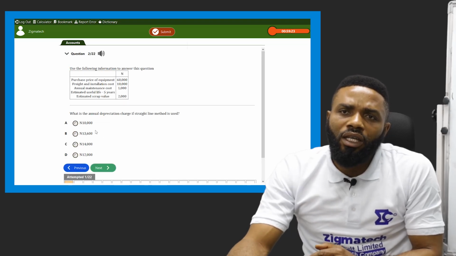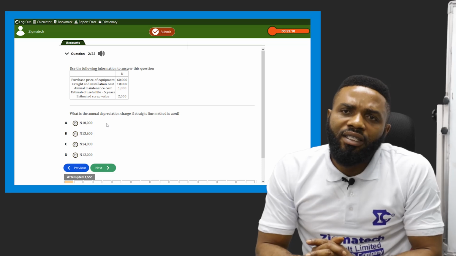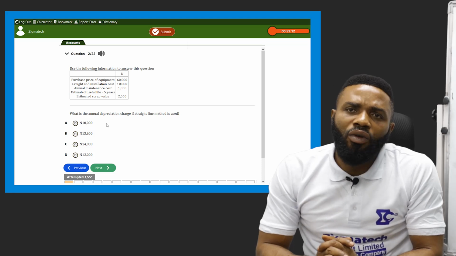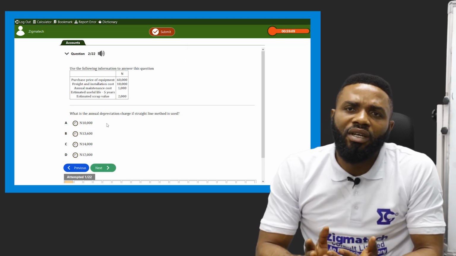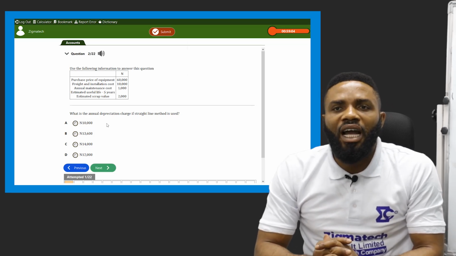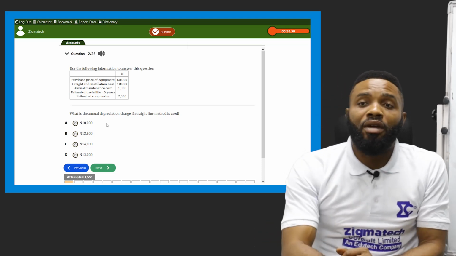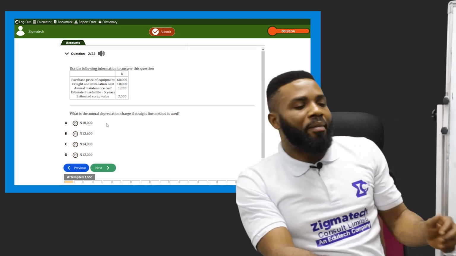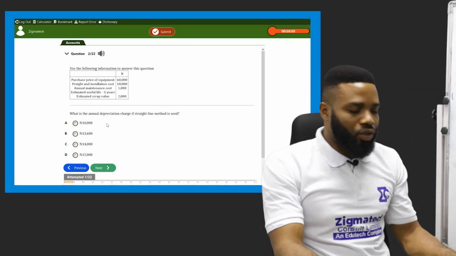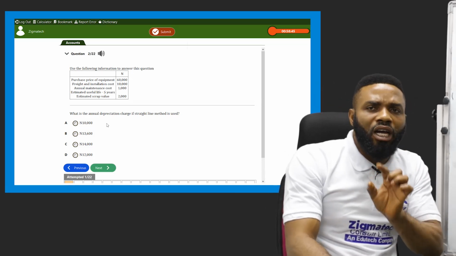We are going to look at something. Okay, let's see this. They said that the purchase price of equipment is 60,000. The freight and installation cost is 10,000. Annual maintenance cost is 1,000. They said estimated useful life is 5 years. The estimated scrap value is 2,000. What is the annual depreciation if straight line method is used? You know, straight line method is a method that uses the same amount of depreciation all through the useful life of the asset. I will recommend that students go to our videos and look at this. But let's just look at it. There's something I want to point out in this question.